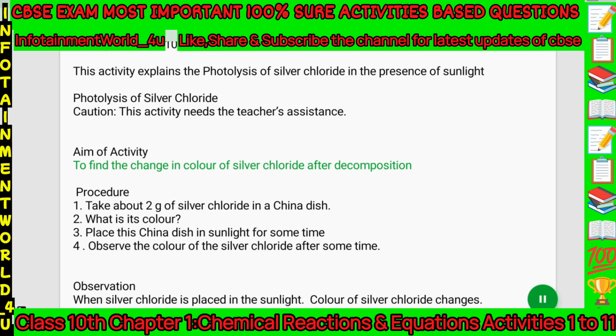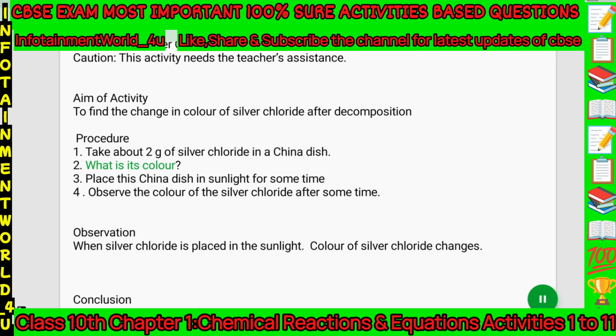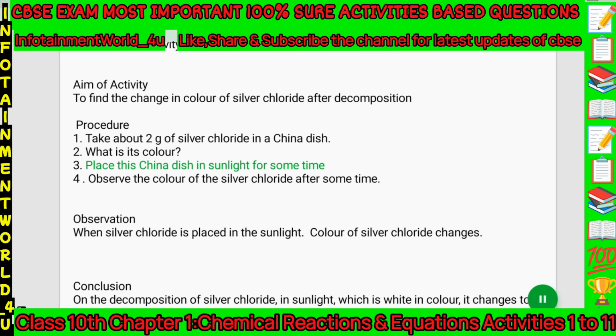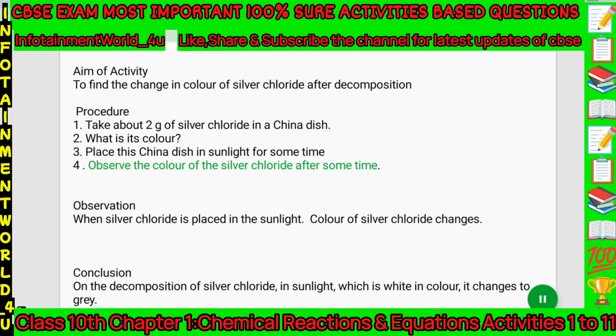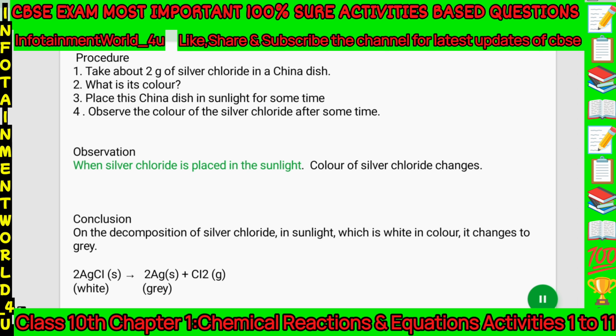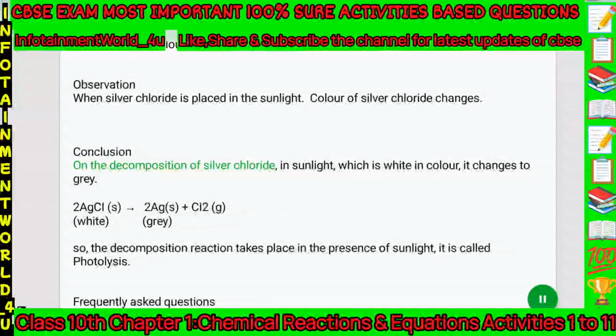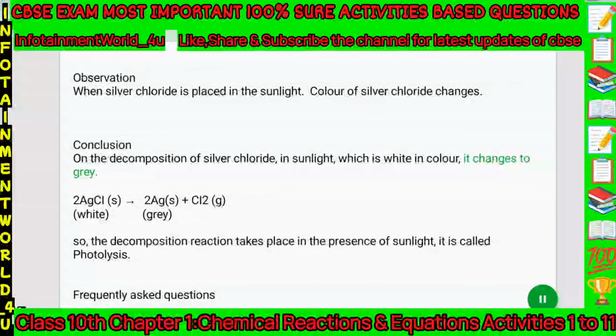Procedure: 1. Take about 2 grams of silver chloride in a china dish. 2. What is its color? 3. Place this china dish in sunlight for some time. 4. Observe the color of the silver chloride after some time. Observation: When silver chloride is placed in the sunlight, the color of silver chloride changes. Conclusion: On decomposition of silver chloride in sunlight, it changes from white to gray.